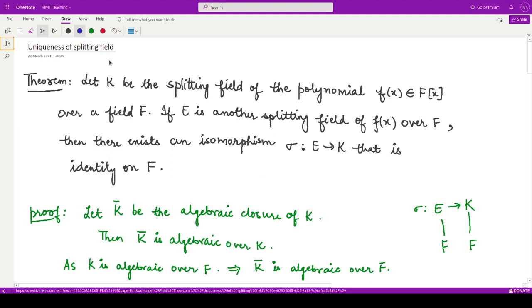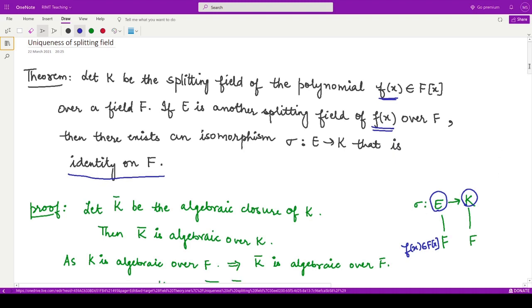Splitting field theorem: it says that if K is a splitting field of the polynomial f(x), and E is another splitting field of this polynomial f(x) over F, then there exists a mapping, an isomorphism from E to K, such that it acts as the identity on F. So this mapping is an identity mapping which is also an isomorphism. That is what we are to prove in this theorem.